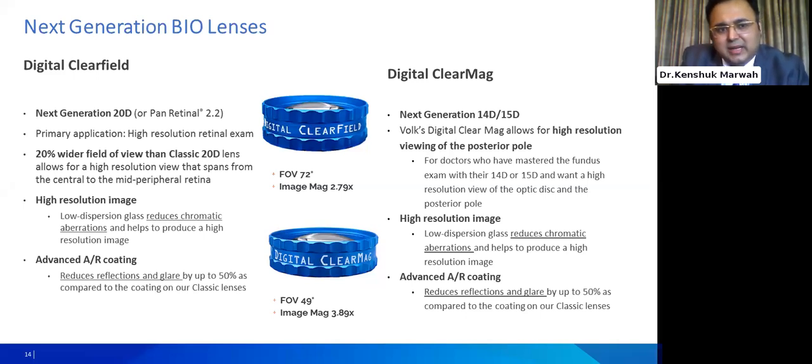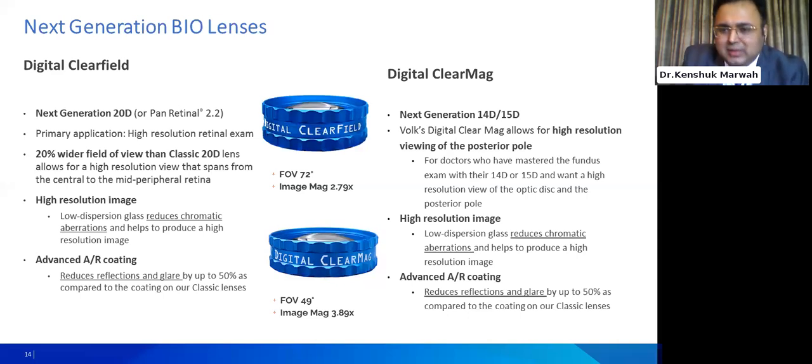So the digital clear field lens is almost equal to the pan-retinal 2.2. It gives a high resolution image. It reduces the chromatic aberrations, and definitely produces a high resolution image. It's like an HD. You're looking through an HD lens. And it has an advanced AR coating.